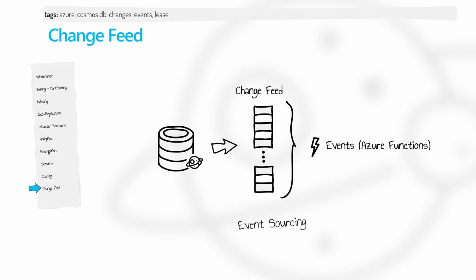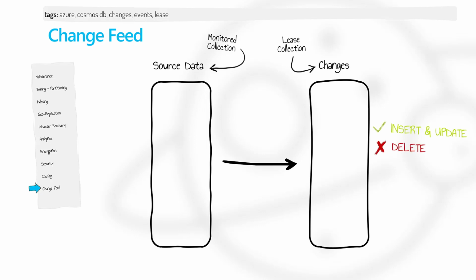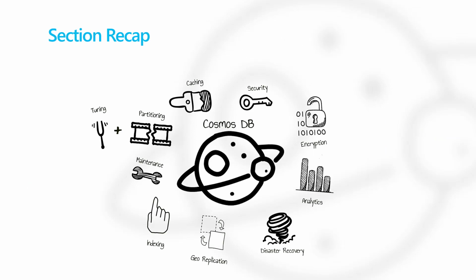The way change feed works is that it keeps a record of all changes to the data in a separate collection. The collection that has the source data is called a monitored collection or monitored container. The collection that holds the changes is called a lease collection or lease container. Remember, the lease collection only keeps insert and update operations, and not the delete operations. In this section, we discussed a number of capabilities that are built into Cosmos DB.